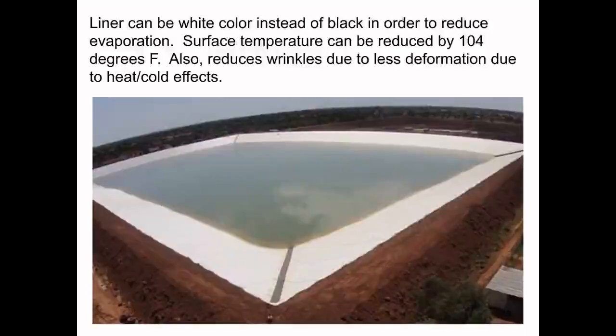Please note that a lot of these ponds are constructed not with black liner but with white liner. So the white liner tends to be lower temperature, right? That reduces the ability of the liner to heat up the water, and therefore reduces the evaporation, and also reduces wrinkles due to less deformation from the heat and cold effects on a black liner.